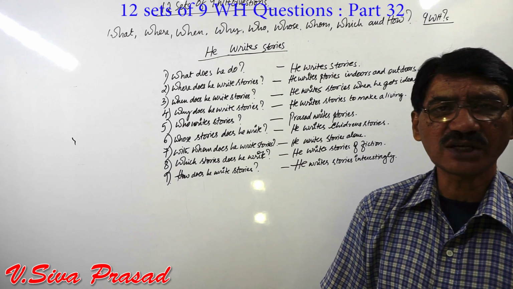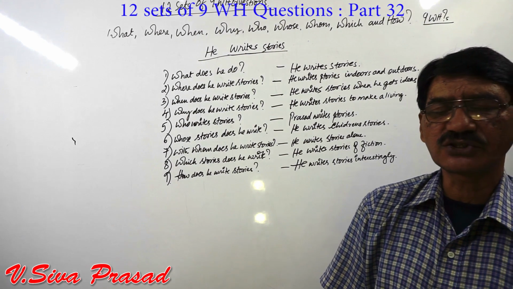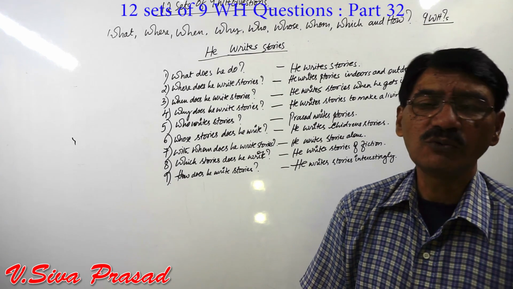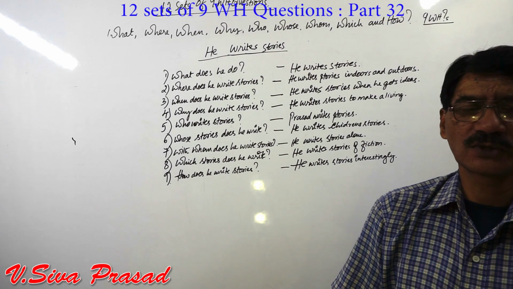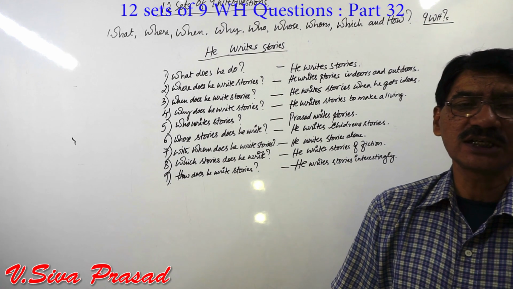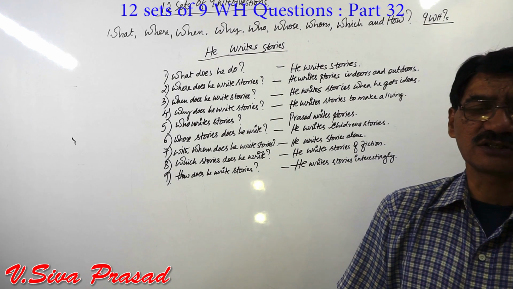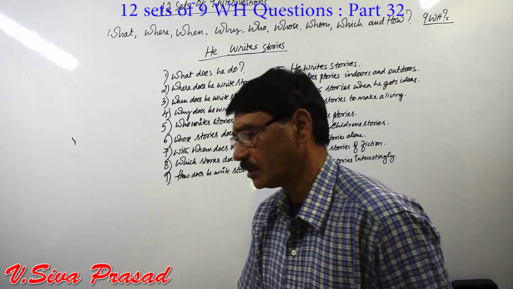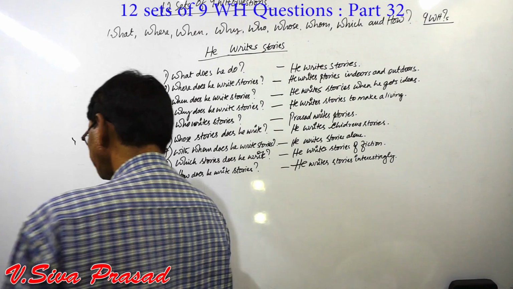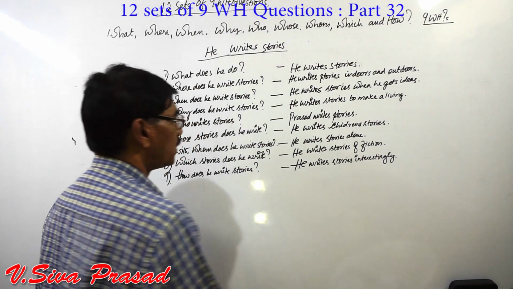Whose stories was he writing? He was writing the children's stories. With whom was he writing stories? He was writing stories alone. Which stories was he writing? He was writing stories of fiction. How was he writing stories? He was writing stories interestingly. That takes us to the sixth one.